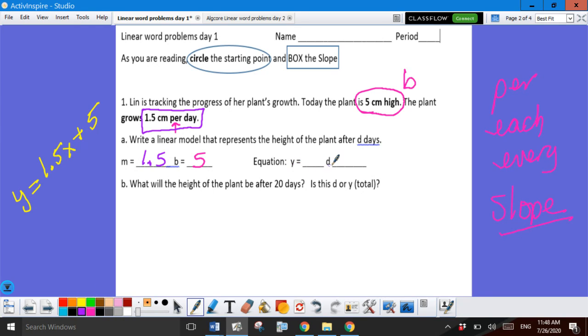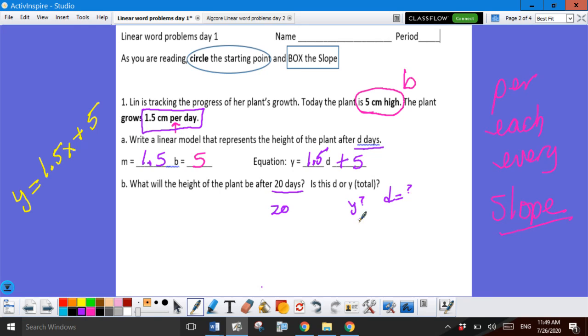Okay, now let's look at what they have here. They have y equals D something. It says write a linear model that represents the height of the plant after D days. So they're actually wanting me to replace D with X. Okay, they're saying that that's what's going to change. So 1.5D plus 5. That's all we changed, our X and our D. All right, what will the height of the plant be after 20 days? Where's the 20 going to go? Is that my Y? Or is that my D?